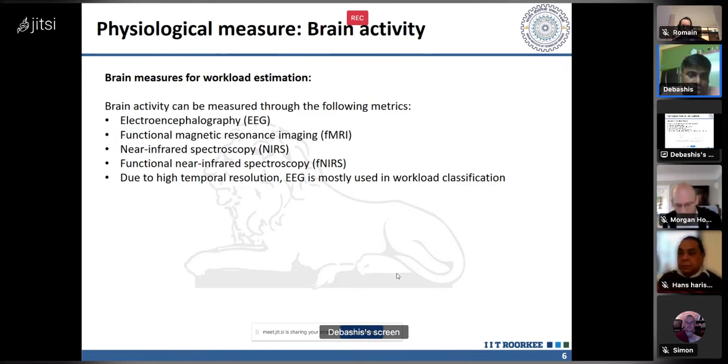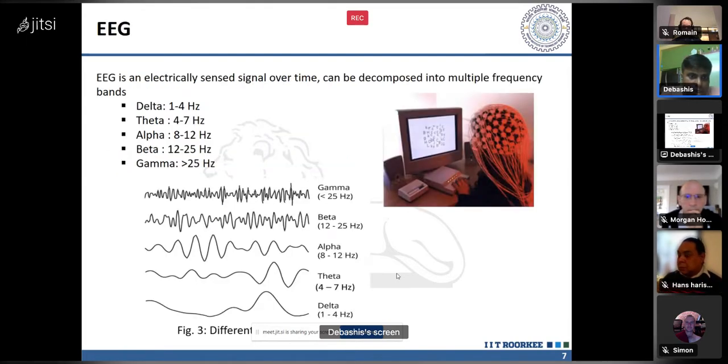So every millisecond or every microsecond, you can identify the non-linearity of the human brain, the collection of neural paths generated at the scalp level. We can identify from the scalp-level potential how one subject behaves during the task. So for this high temporal resolution, EEG is mostly used for workload estimation. This is the basics of EEG.